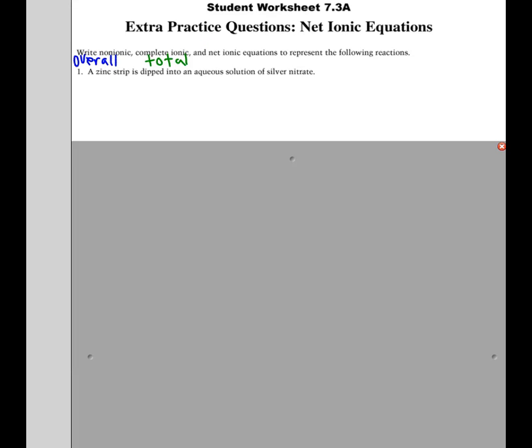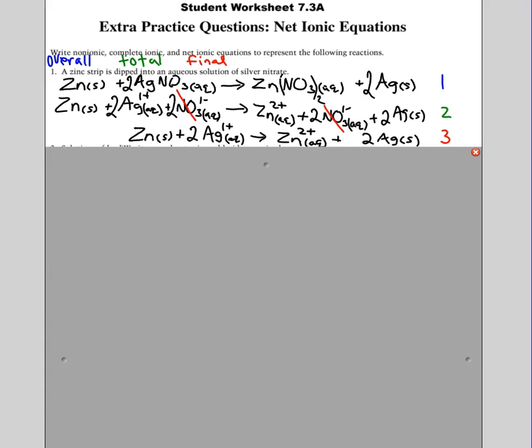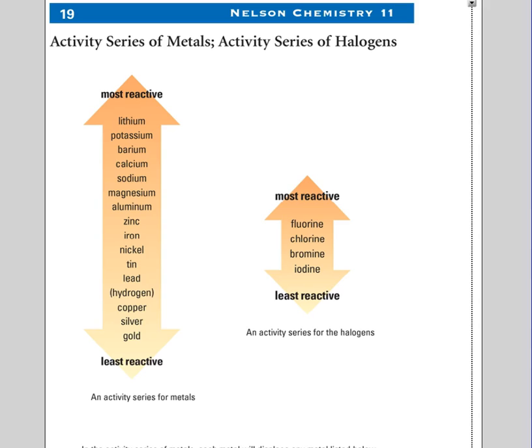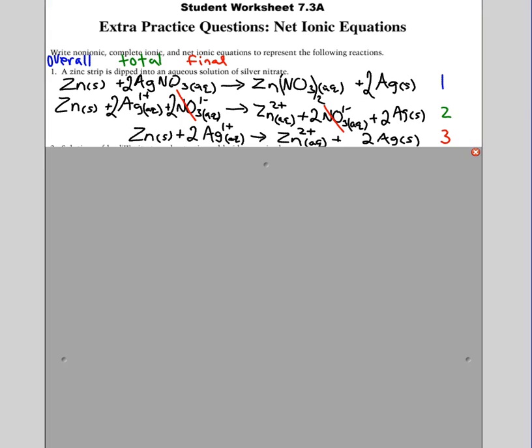In this case, we're just going to be writing the non-ionic or overall reaction equation. Zinc combined with silver nitrate. This is an element and a compound, so we should be thinking single displacement. We're looking at zinc and silver, which has very low activity or reactivity. Zinc is certainly higher by quite a bit, so this reaction will take place.